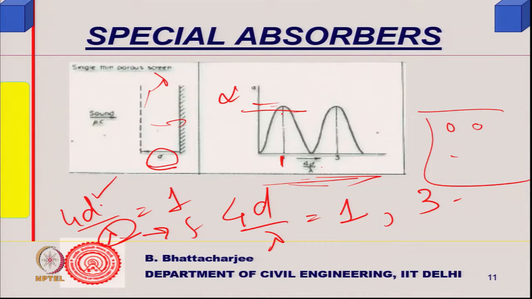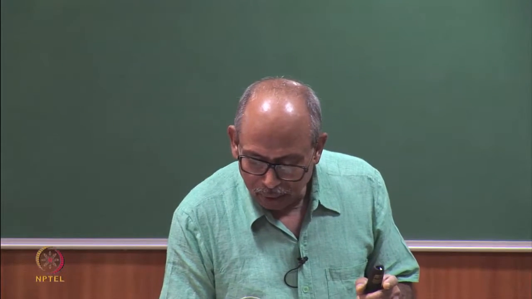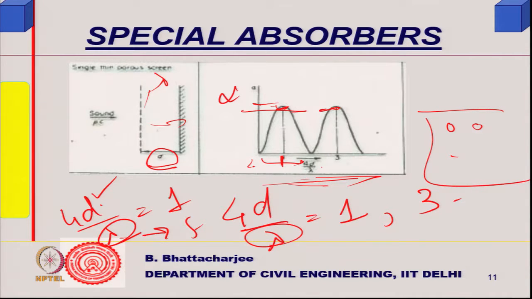So, I can choose for a porous screen what is the distance, provided I know lambda. So, that is what it is. At this frequency it will be maximum, or at this frequency it will be maximum, and at other frequencies it is less. So, it is frequency selective, there is a bandwidth, but still it is frequency selective, right.